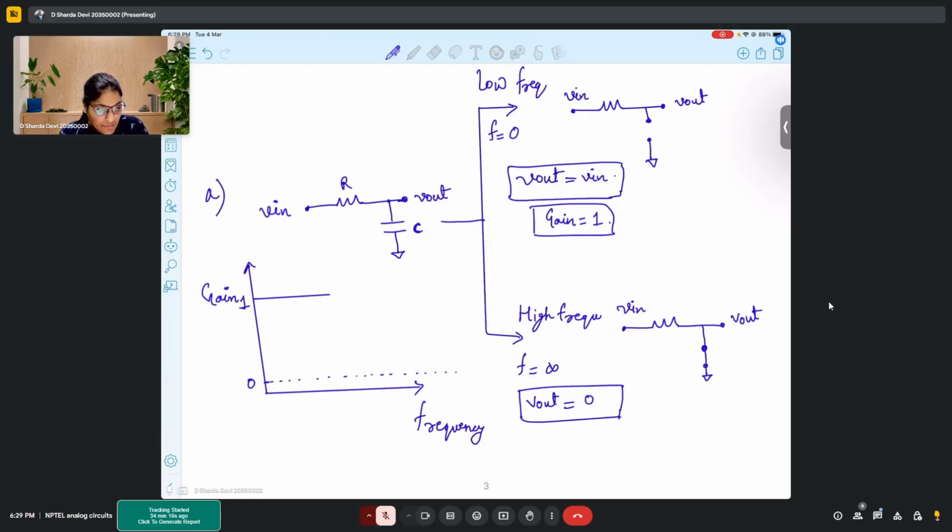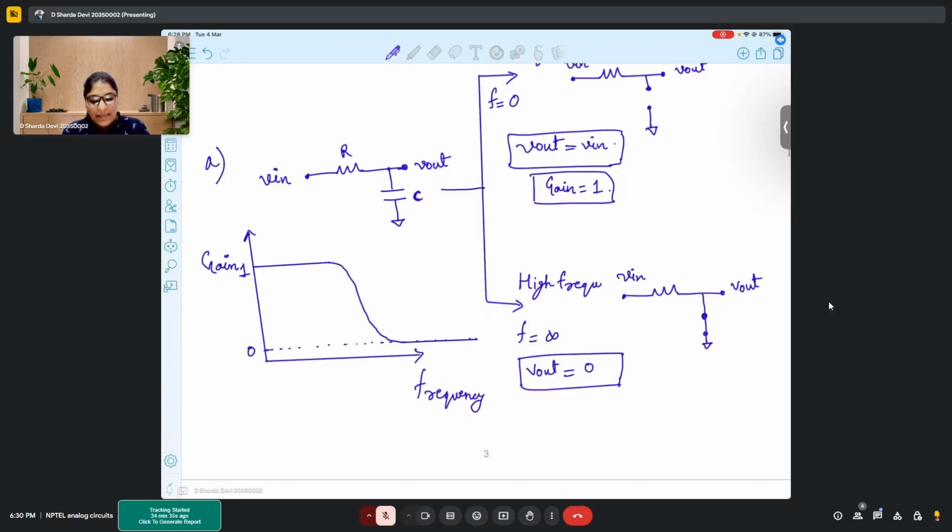So if this is my 0, we know that at very high frequencies, we have got our output to be 0. And there must be some transition, right, between 1 and 0. So that transition would come like this. And if I ask you what type of filter behavior is this based on my frequency response? Low frequency. Yes. So it is a low pass filter, correct? So using a resistor and a capacitor, we have got a low pass filter, right?